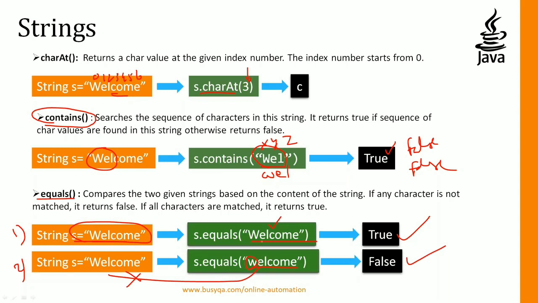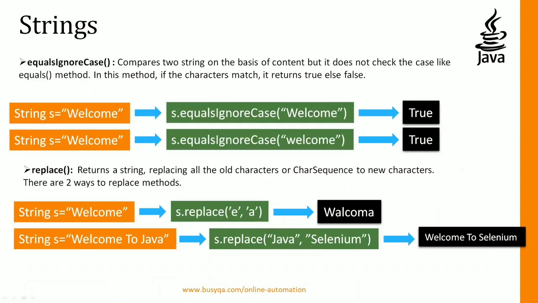But suppose you want to ignore this case sensitivity, so even if I provide lowercase letters, I want to consider both as equal. In those cases, I need to use equalsIgnoreCase. There is another method called equalsIgnoreCase, and if I use this method, it will just ignore the case sensitivity. So this is string s dot equalsIgnoreCase of welcome. This will be true anyway. In the second case, here is the uppercase letter and here I pass a lowercase letter, but it still returns true. Why? Because it just ignores the case sensitivity.